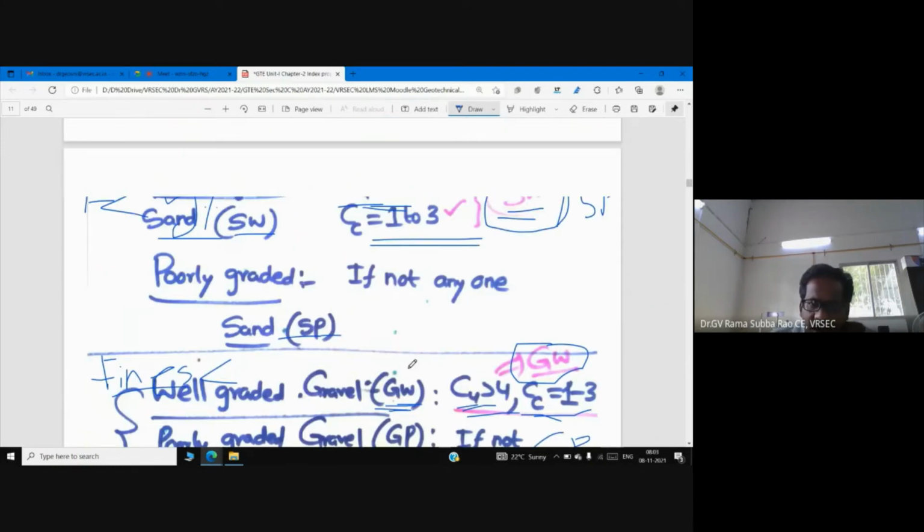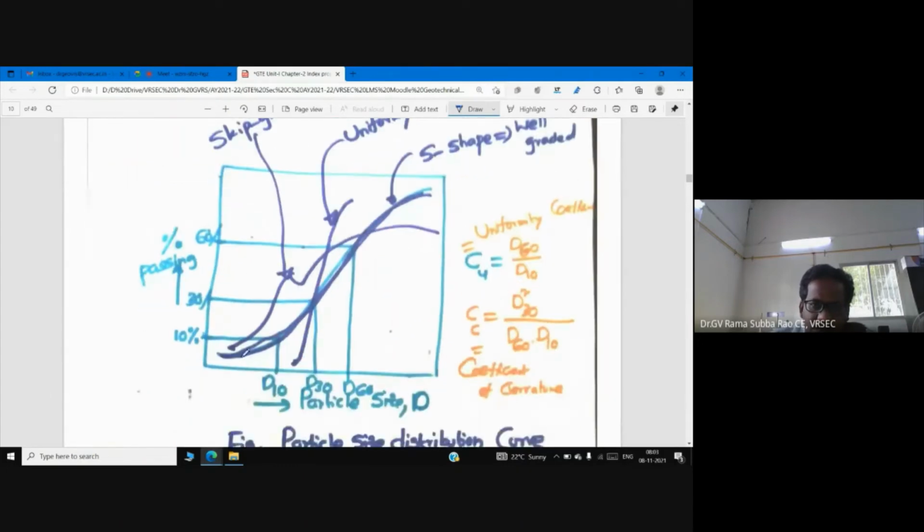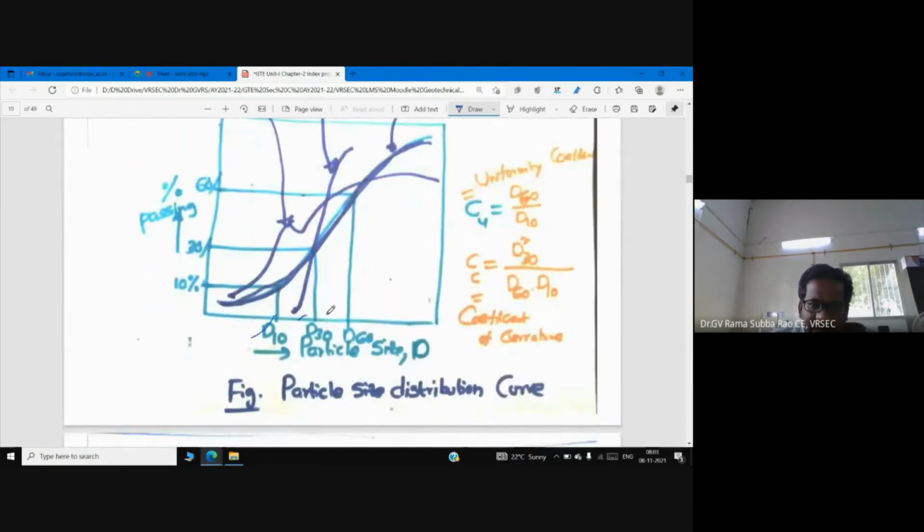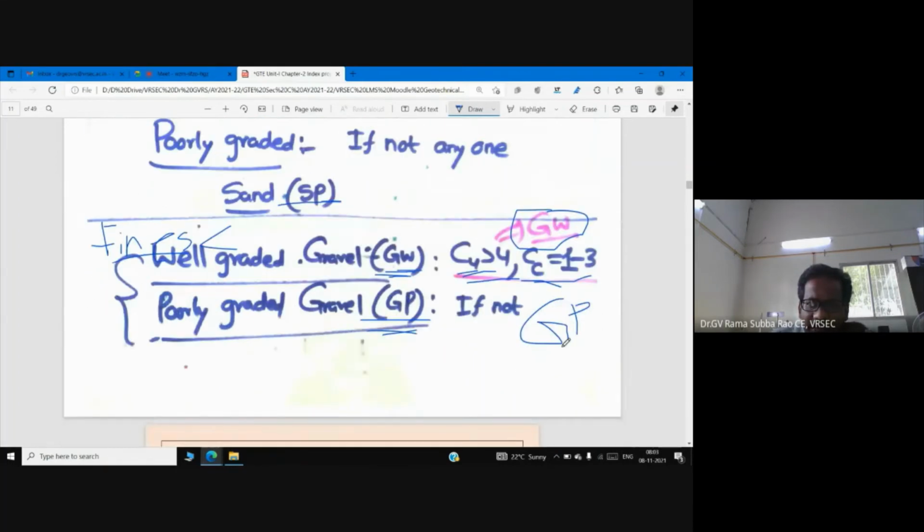For that, we have to draw the particle size distribution curve. From that, you get D10, D30, D60, and from these we can calculate Cu and Cc. Here, Cu is the uniformity coefficient, also called the coefficient of uniformity, which is equal to D60 by D10. Another one shows the curvature of the curve, that is Cc. It resembles a parabola: D30 square by D60 into D10. So if Cu is greater than 4 and Cc is 1 to 3, if both conditions are satisfied, then it is well graded gravel. If not, it is poorly graded.